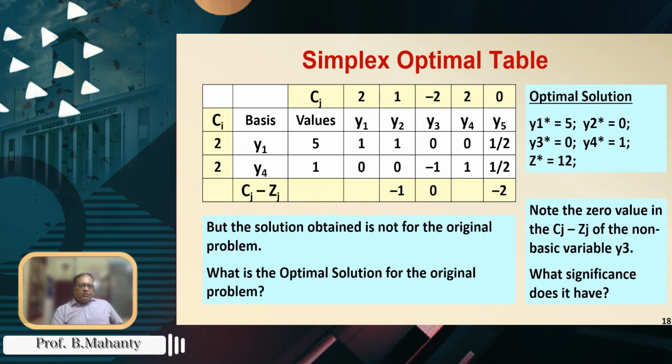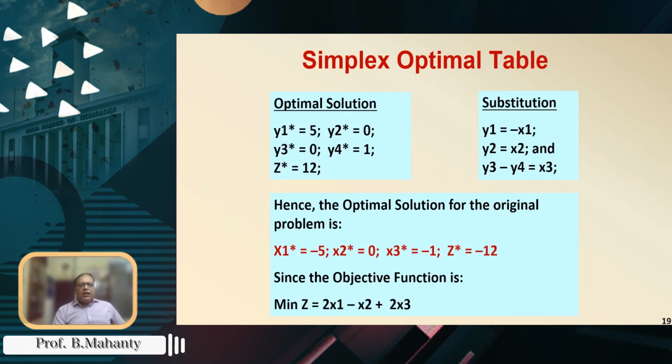So total is 12. So that is the optimal solution, but that is not the optimal solution for the original problem. This is the optimal solution for the substituted problem. That must be remembered. Right. So if we remember the substitutions, if y1 equal to 5, then x1 should be minus 5, because the transformation is y1 is minus x1, that is x1 equal to minus y1. Now y2 and x2 are equal, so if y2 equal to 0, then x2 should be 0.